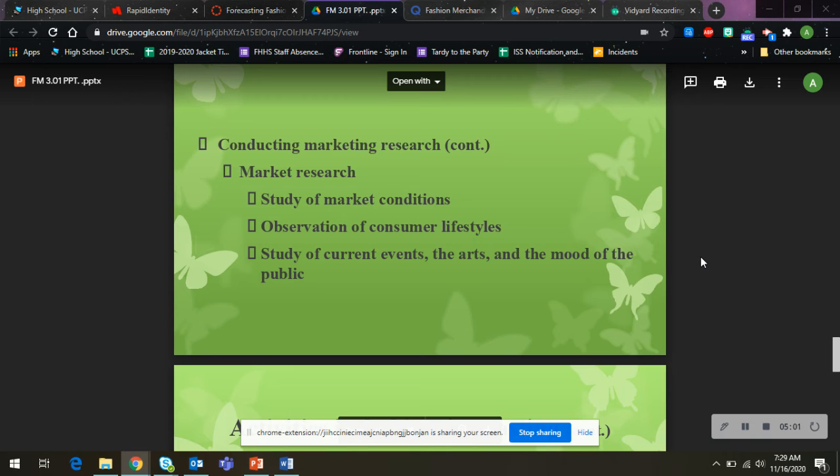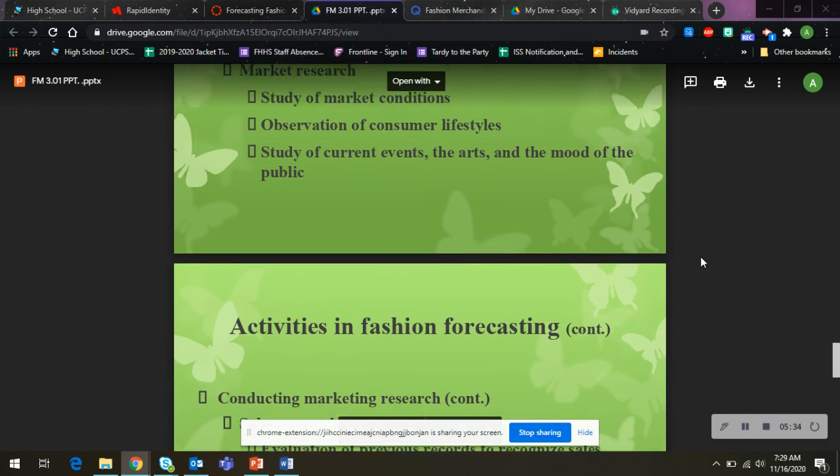Market research, again, the study of market conditions, so observation of consumer lifestyles, study of current events, the arts, and the mood of the public. So I've noticed a lot recently, and this is just, I feel like through COVID, a lot of jogger sets and a lot of loungewear is getting more popular because no one's able to go anywhere really. So all of the nightlife wear and all that is kind of being pushed back, and a lot of loungewear stuff is coming to the forefront because A, it's comfortable, and B, we can't go anywhere, so why not wear stuff that's comfortable at home?